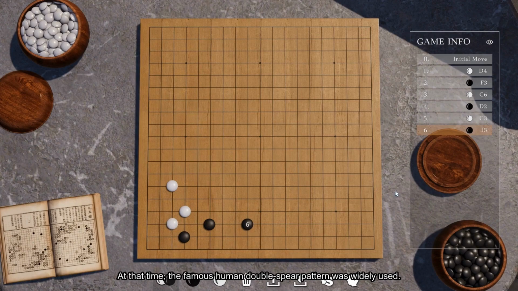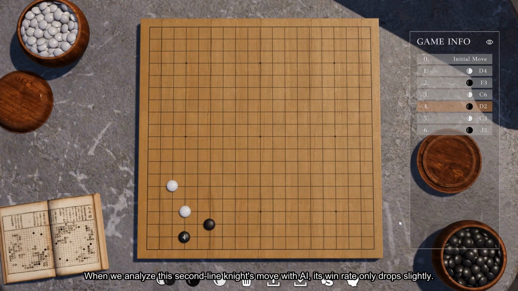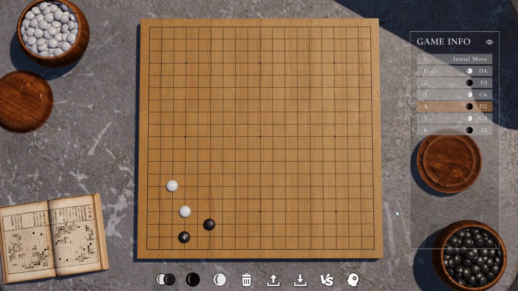At that time, the famous human double spear pattern was widely used. From an AI perspective, this move is now rarely seen. Please note, I am not saying this second line, knight's move, is eliminated. When we analyze this second line, knight's move with AI, its win rate only drops slightly. It actually became a situational move, meaning you play it based on different situations.